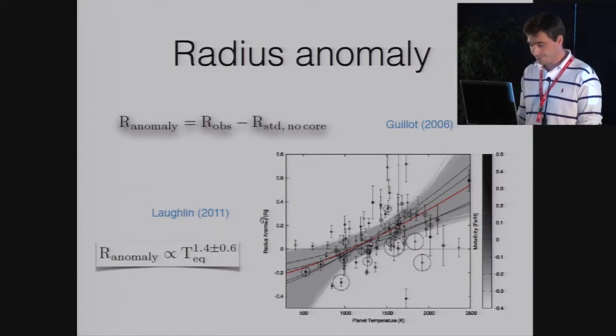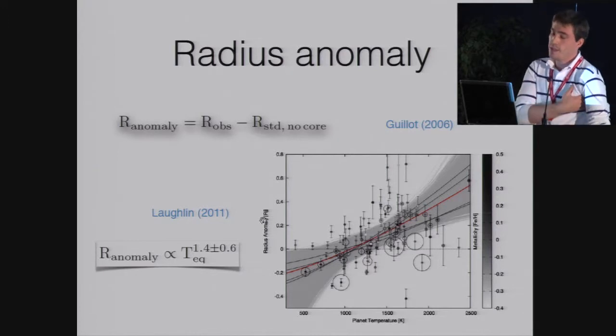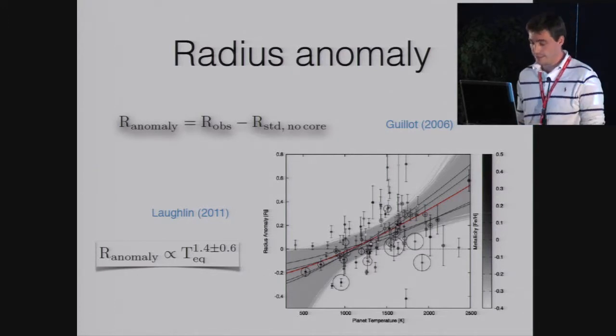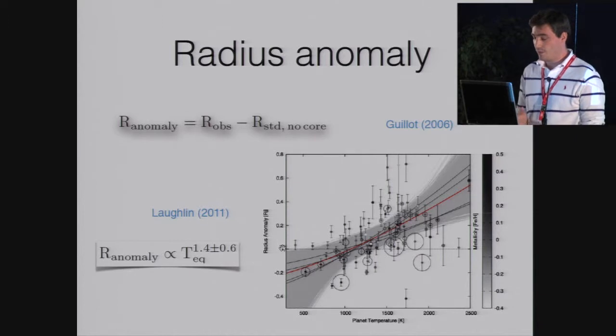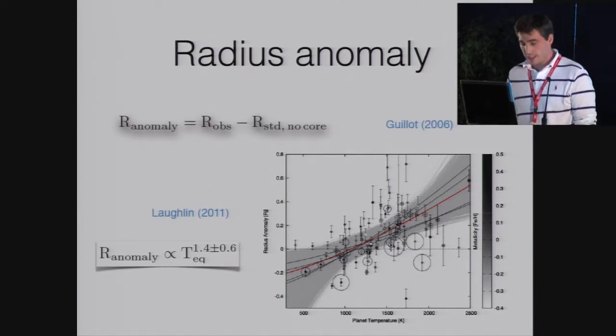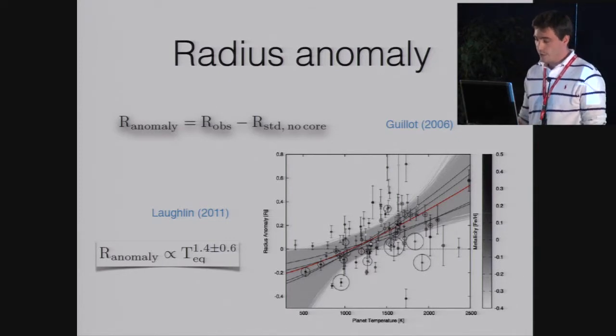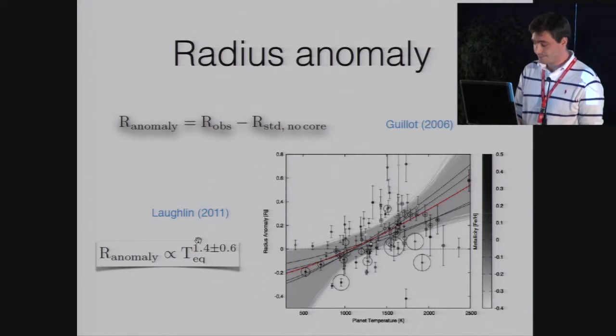One of the correlations that was observed by Laughlin in 2011 is the correlation of this radius anomaly with the equilibrium temperature. And you clearly see that for a large stellar insolation flux, a higher number of planets get inflated. So the 0 line is here, and when the equilibrium temperature is increasing, the proportion of inflated planets is also increasing. And he found this relation.